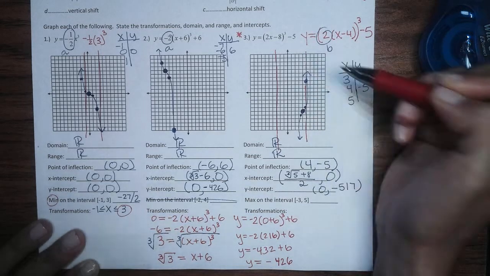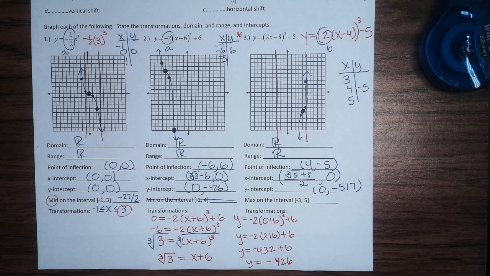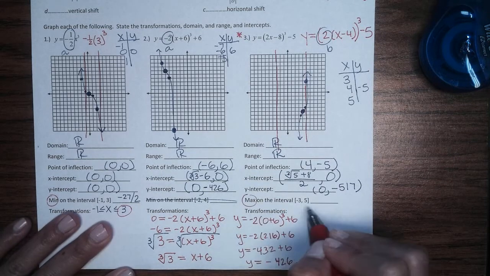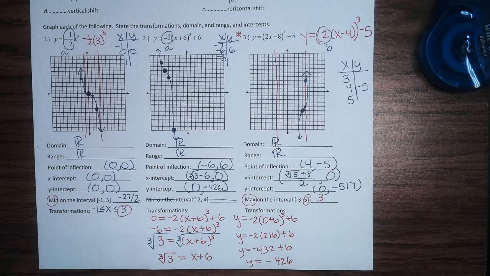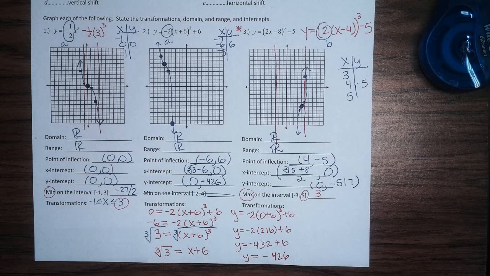Oh yeah, looks like this. Okay, so if you notice on number 3, the maximum would happen at x equals 5, and you can see it from the graph. When x equals 5, the y value is 3. So that's how you will need to know how to find max and mins.